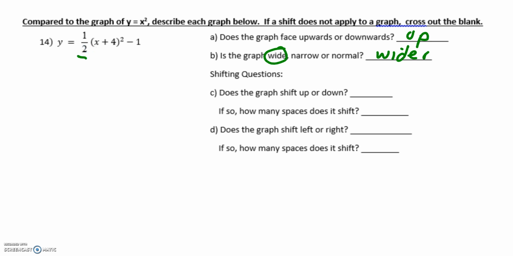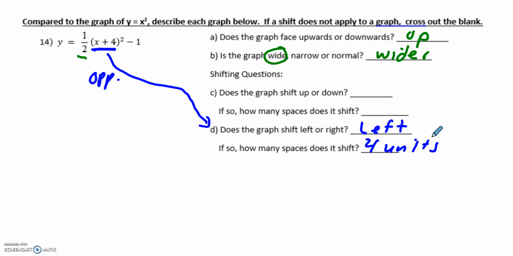In terms of shifting questions, I do see parentheses this time, which makes me think it's either going left or right. And this is, again, the opposite of what you'd think. So if we're going plus 4, we are really going to the left 4 units. And if I see the minus 1, the y values do what you want. And so because it's negative, we are going down 1 unit.